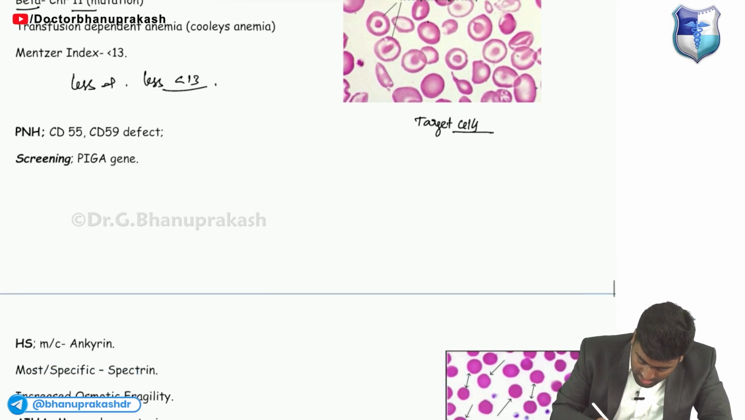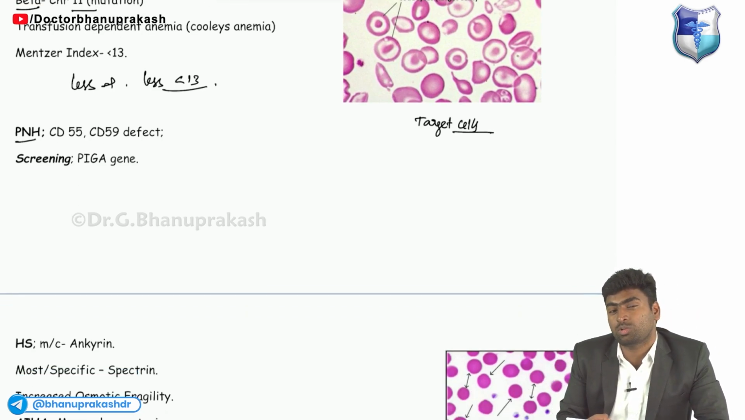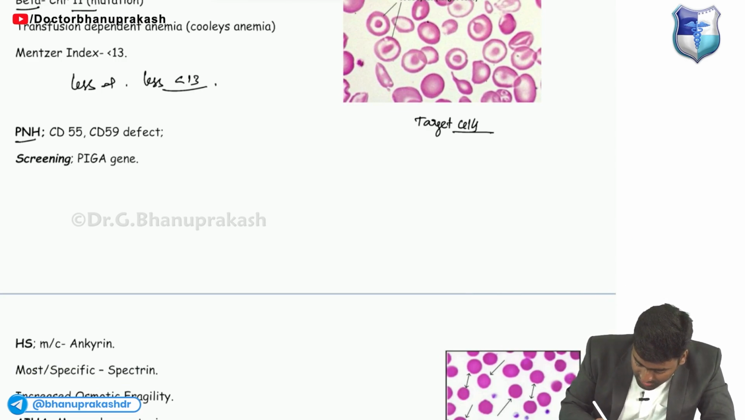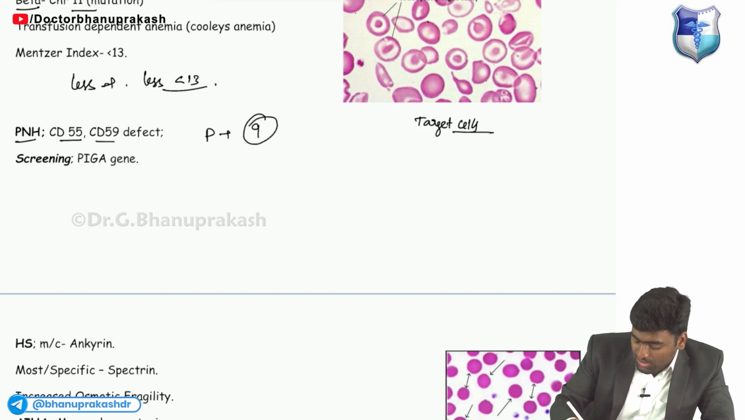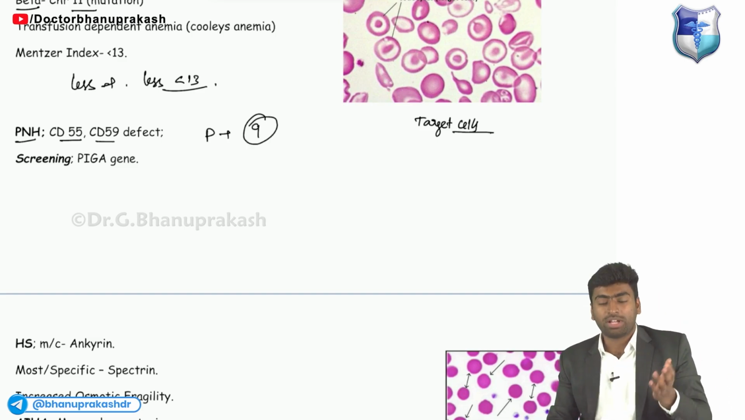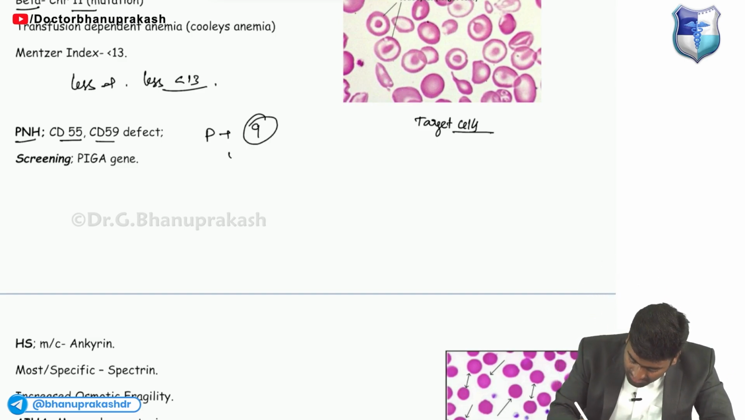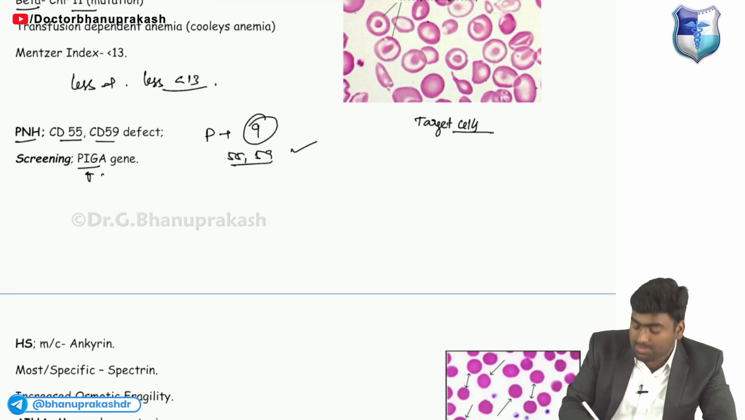Then there is a condition known as paroxysmal nocturnal hemoglobinuria. It is because of the absence of CD55 and CD59. For the same, reverse the P and it will be 9. So if you flip P, it is 9. So remember it is CD55 and 59, and it is due to a defect in the PIGA gene.